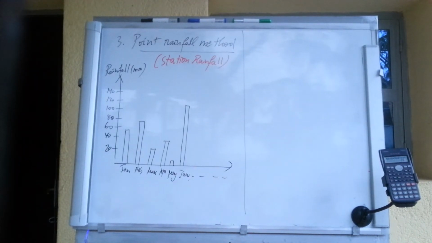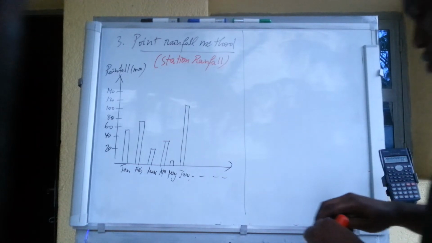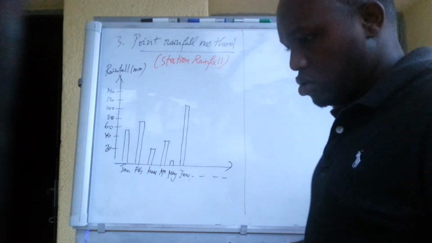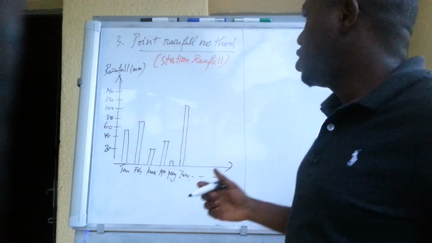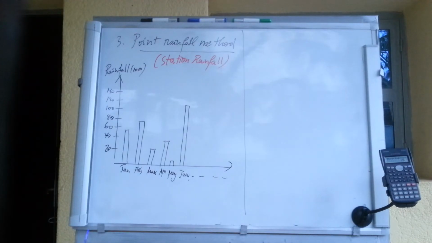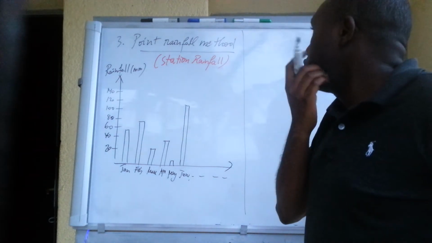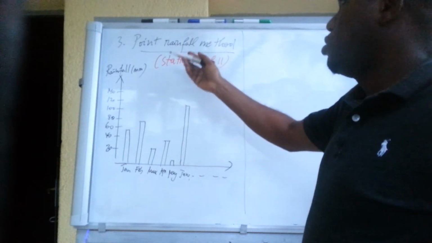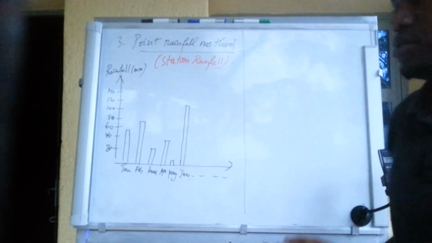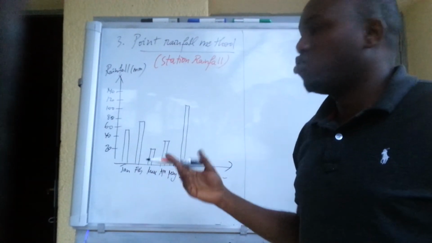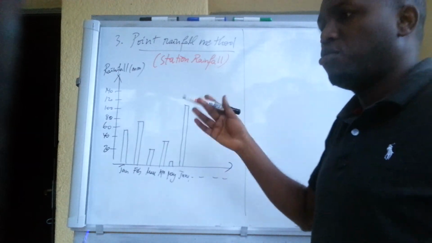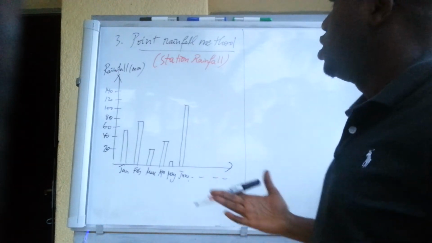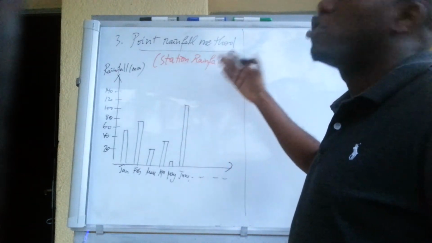So here is another example of methods used to present rainfall data. This is the other method which is used to present rainfall data. It is called the point rainfall method. How does this method work? It is the simplest method compared to the other two methods. It is also called the station rainfall.